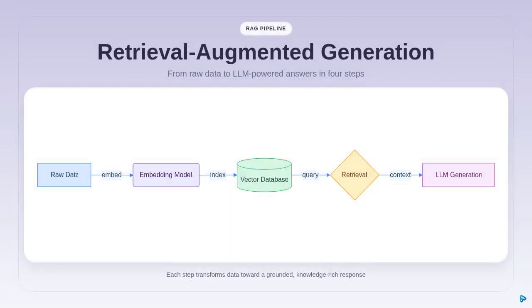So how does this actually work under the hood? It is a four-step dance. First, we take your data and turn it into math. Then, we store it in a special database. When a question comes in, we search for the most relevant facts. Finally, we hand those facts to the LLM to generate the answer.